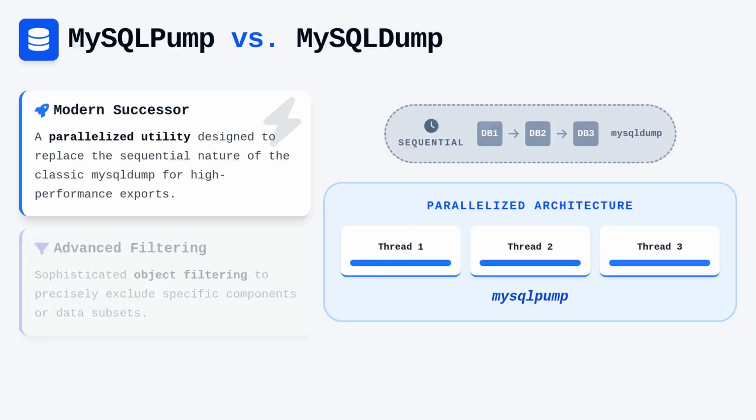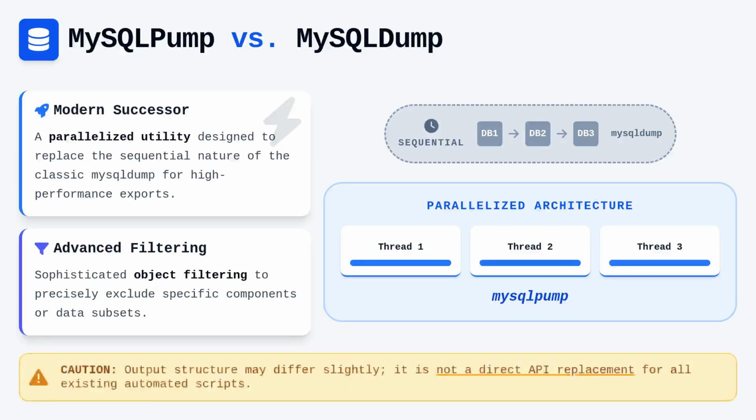It also features more sophisticated object filtering, allowing you to exclude specific database components or data subsets with greater precision than was historically possible. While it replaces much of the functionality of MySQLdump, it is important to note that the output can sometimes differ slightly in structure, and it is not a direct API replacement in every automated script you might have already deployed.